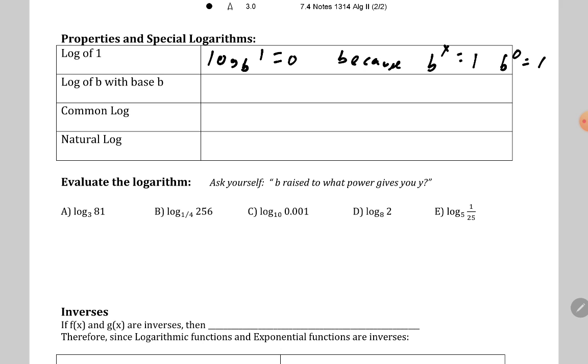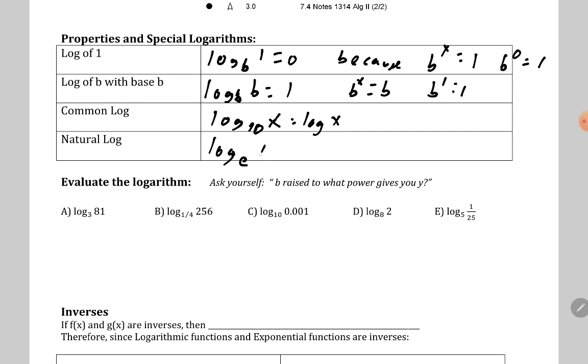Okay, log base b of b. So log base b of b equals 1, because b to what power is itself? That is 1. Common log. Just remember log base 10 is the same thing as log. And log base e is the same thing as natural log.